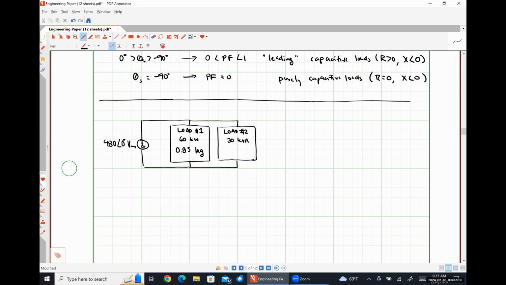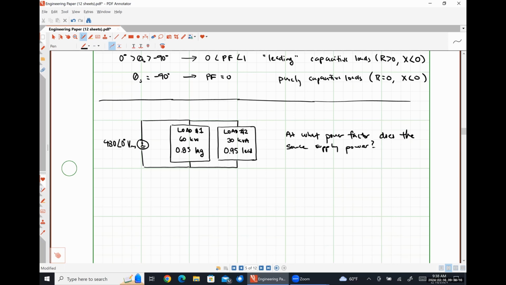And load number 2 absorbs 30 kilovolt amperes at a power factor of 0.95 leading. I want us to figure out at what power factor does the source supply power? It may not seem like it, but we actually have all of the information that we need here.